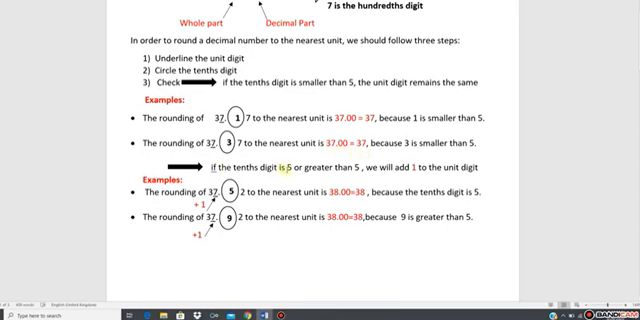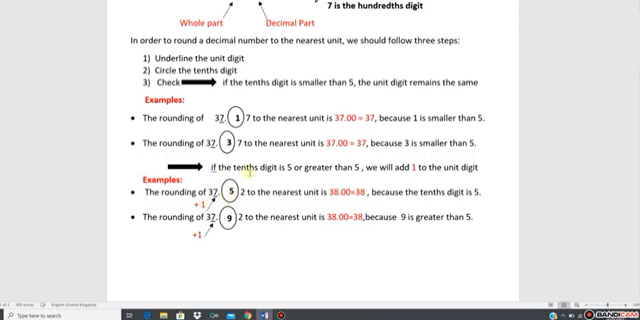Now, if the 10th digit is 5 or greater than 5, we will add 1 to the unit digit. Here are 2 examples. The rounding of 37.52. We underline the unit digit, circle the 10th digit. 7 is the unit digit and 5 is the 10th digit. Okay, now here in the 10th digit we have 5, so we should add 1 to the unit digit.